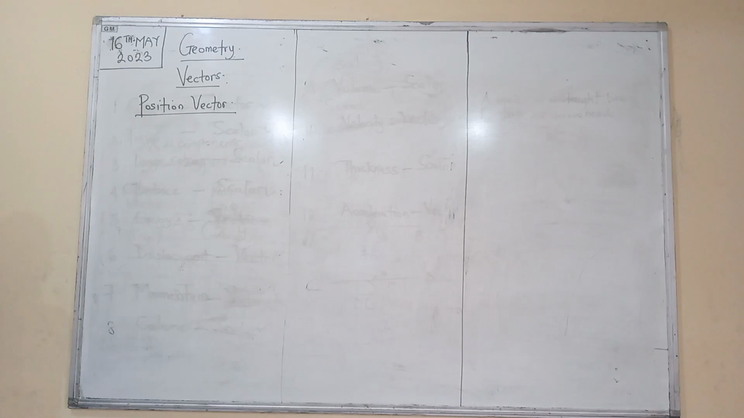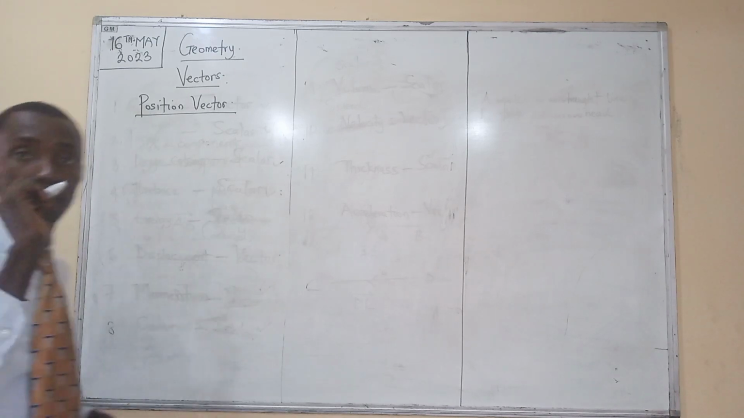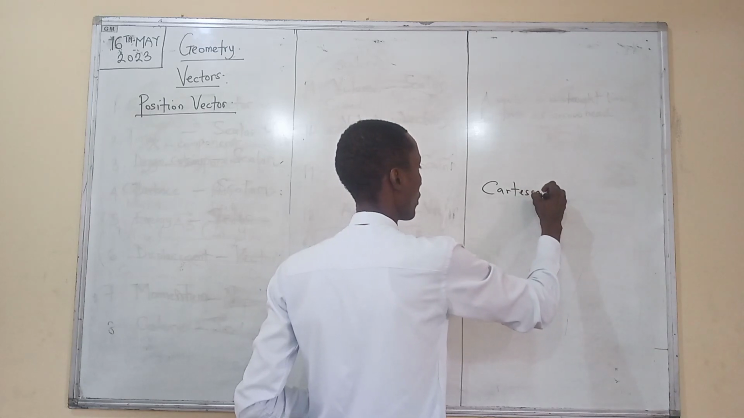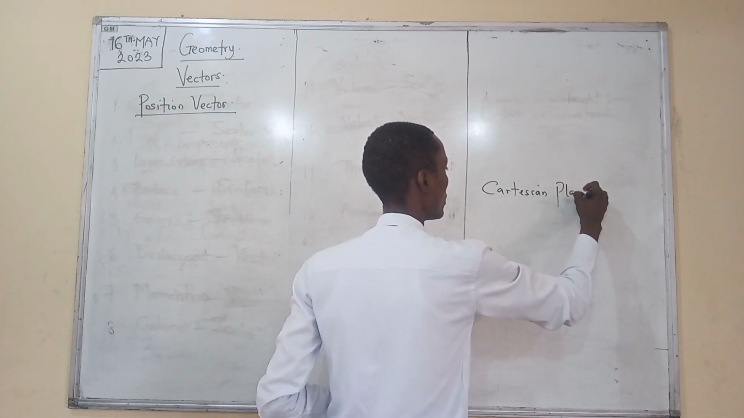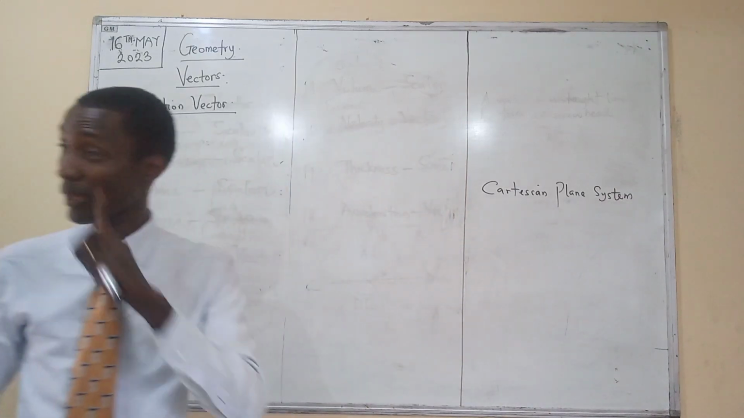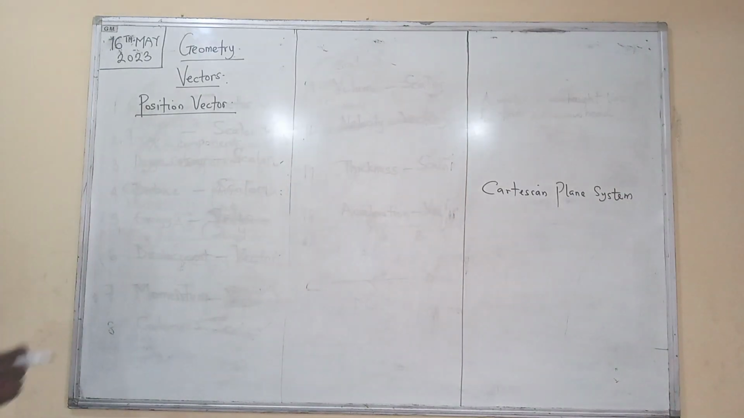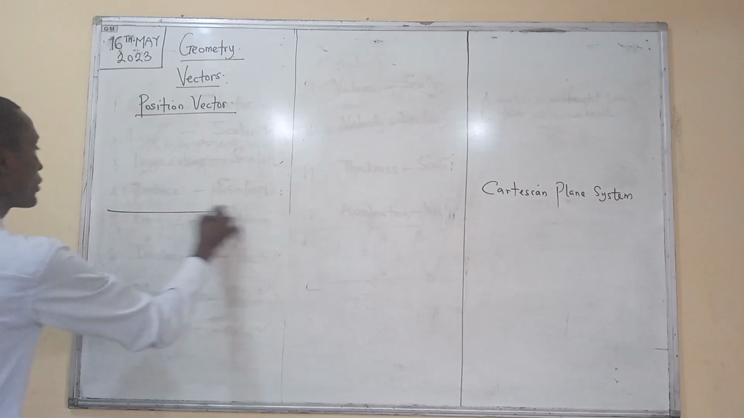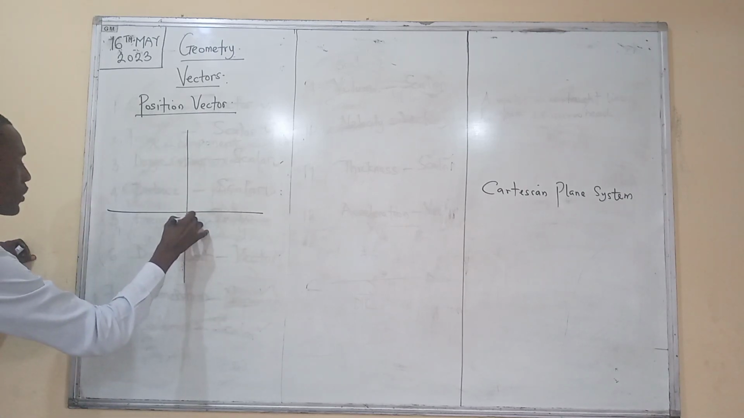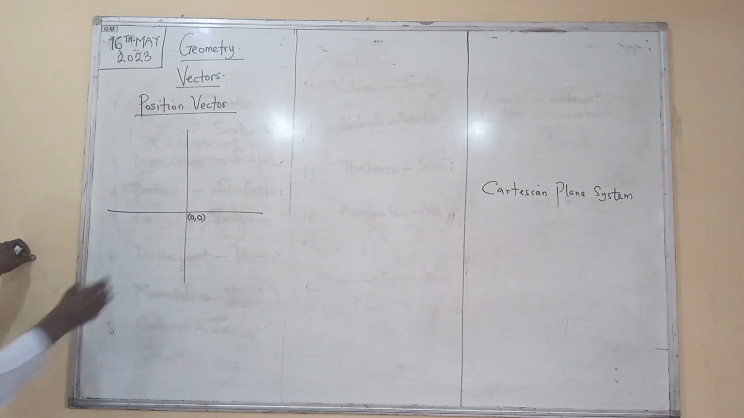To understand the position vector, we would first of all imagine the Cartesian plane system, or what they call the Cartesian coordinate system. That's number one. So if we understand this system, we're well aware that we will be drawing something like this. And where these two lines intersect, we call that the origin, and we designate it 0, 0. Is that not? So that is that.